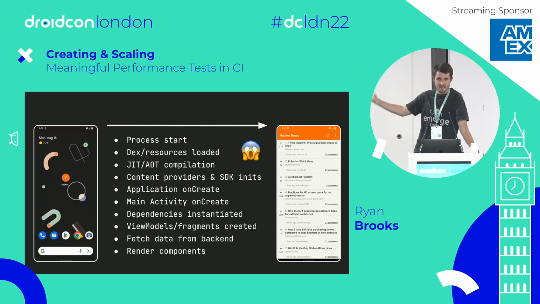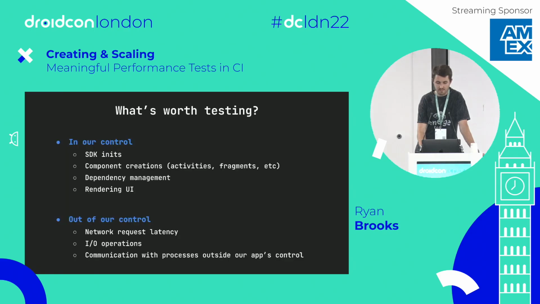But realistically, we can't test everything here. And when it comes to performance testing, it's not realistic to actually test all those things and measure these small little pieces. So let's separate these metrics into things that are in our control and things that are outside of our control as mobile developers.